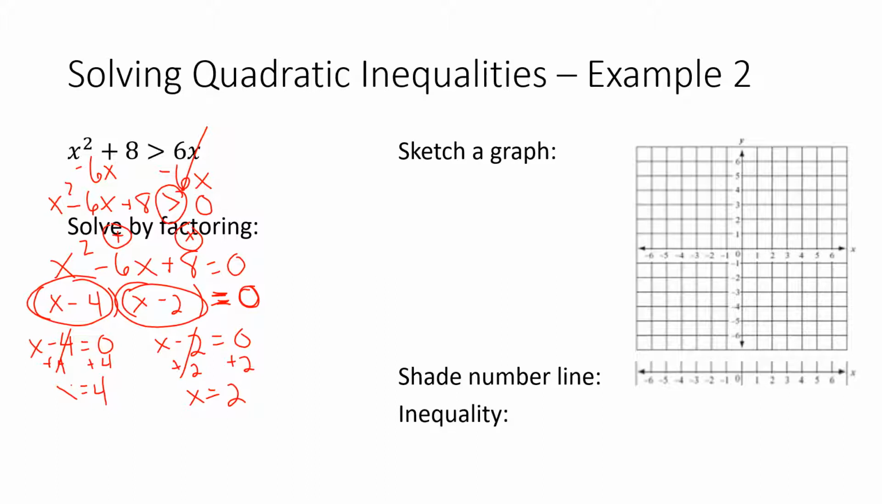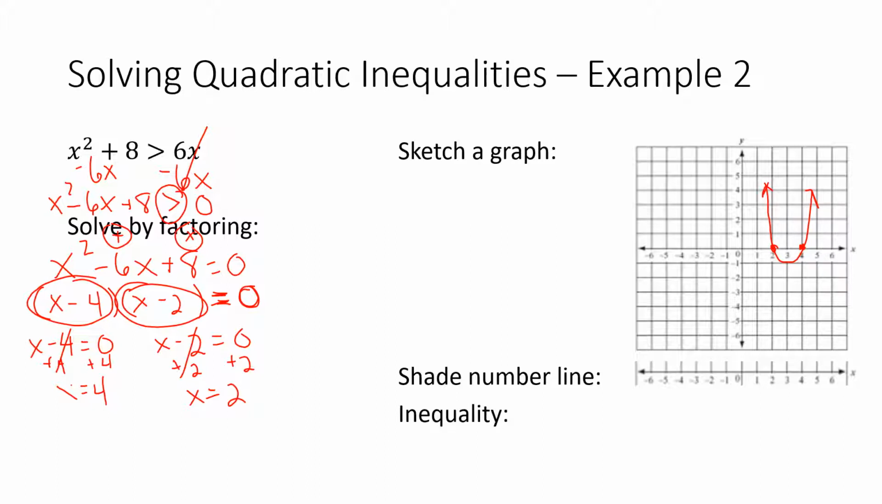So I'm going to be able to figure that out by graphing this. Those 2 points, x equals 4 and x equals 2, I'm going to plot those on the graph. So here's x equals 2, and here's x equals 4. And I'm drawing a parabola. My parabola would look something like this.